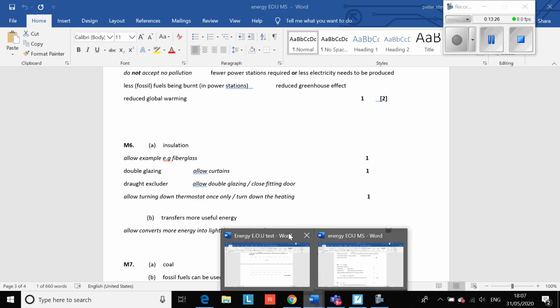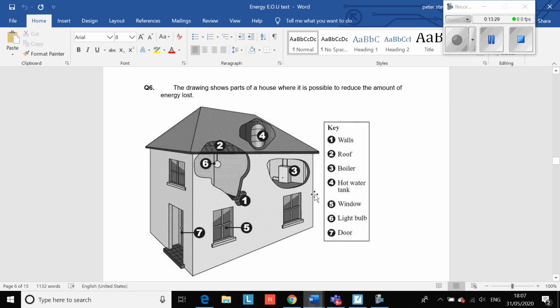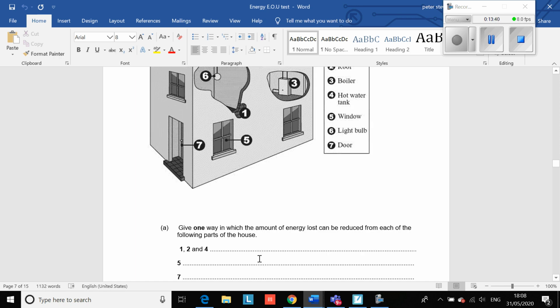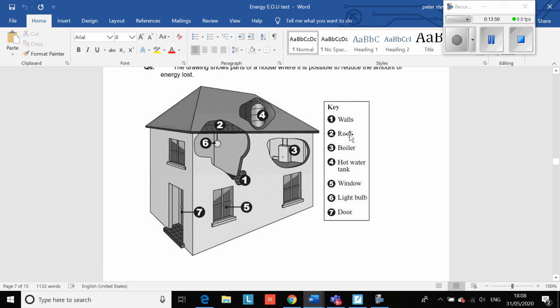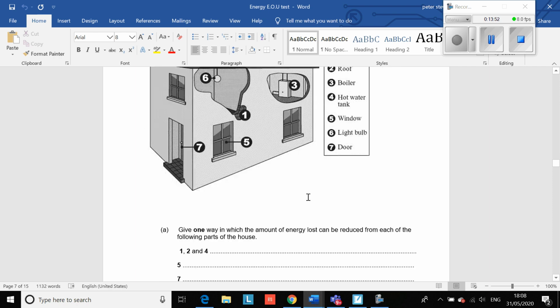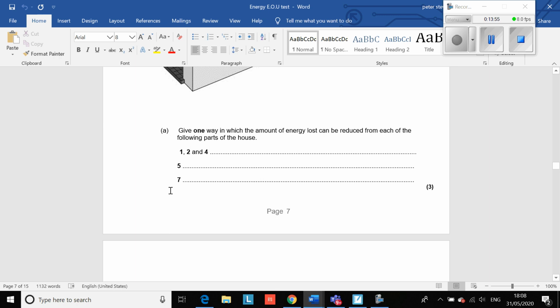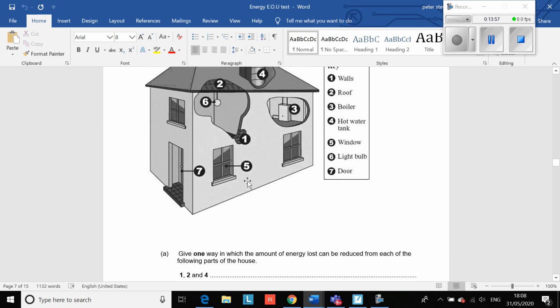Right, on to question 6. So you've got a diagram of a house. The drawing shows part of a house where it is possible to reduce the amount of energy lost. You've got all these different parts, walls, roof, boiler, hot water tank, and they're all labelled up there. Give one way in which the amount of energy lost could be reduced from each of the following parts of the house. Right, 1, 2, and 4. So walls, roof, and the hot water tank. So what could you do with those? 5 is the windows and 7 is the door.